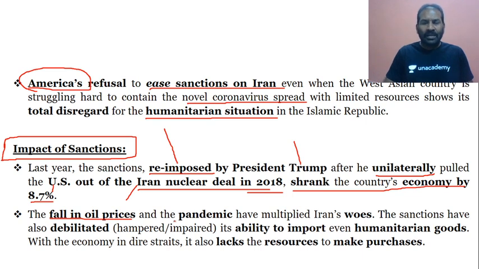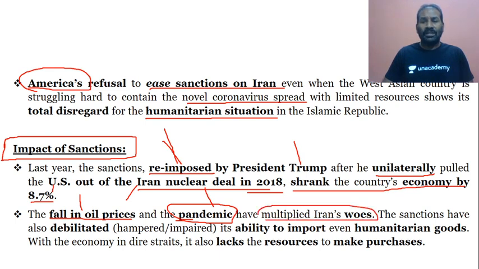And that is again very badly hitting the economy of Iran, because Iran also goes ahead with exporting oil, and that is a major chunk in regards to contributing to Iran's economy. Because of the fall in oil prices, the economy has been badly hit, because of the reimposing of sanctions by US President Donald Trump unilaterally on Iran. The economic crisis is being hit, and not only by these two, but also by the new one, that is the pandemic, because of SARS-CoV-2.